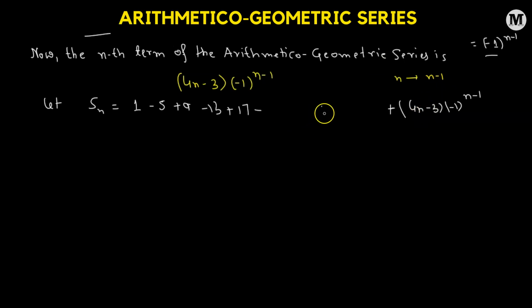So that's going to give us 4n minus 7 multiplied by negative 1 raised to the power of n minus 2. So that's going to be our second last term, and this is going to be negative.